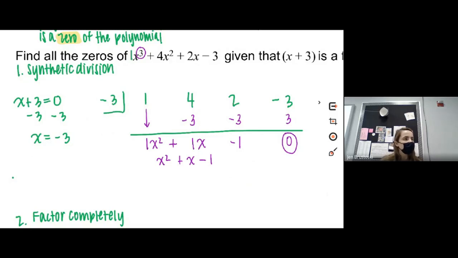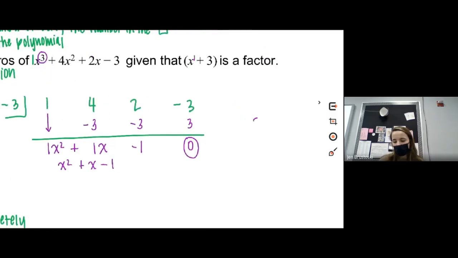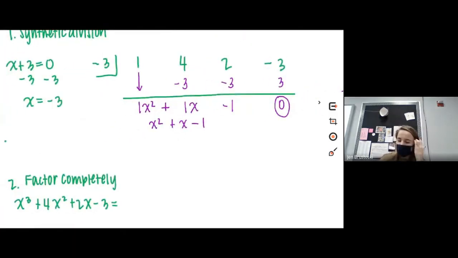Yes? Why did the exponents drop down? Because we're dividing, this is synthetic division. So what we're doing is we're taking x to the third, this whole thing, dividing by x to the first. And so what's happening is we're taking away one exponent. So if we were to do x to the third divided by x, that would be x squared, right? That's what we're doing. It's just there's a lot more to it than that. Good question.